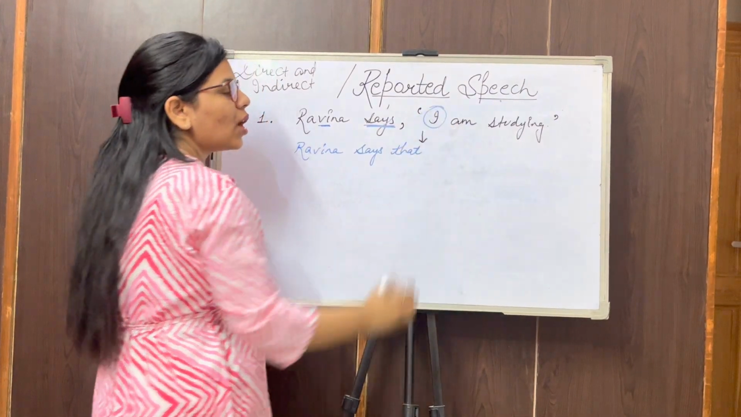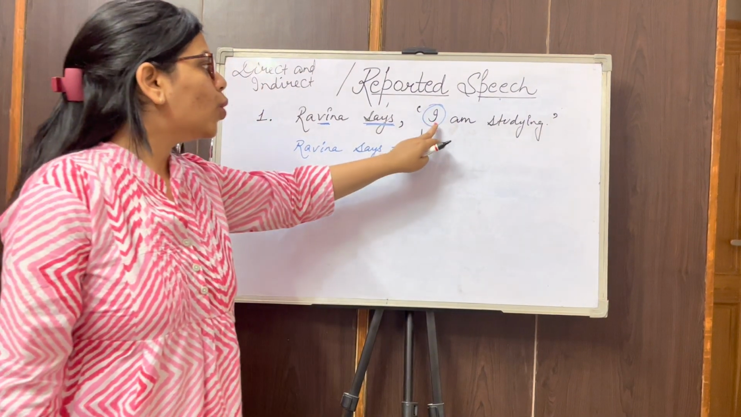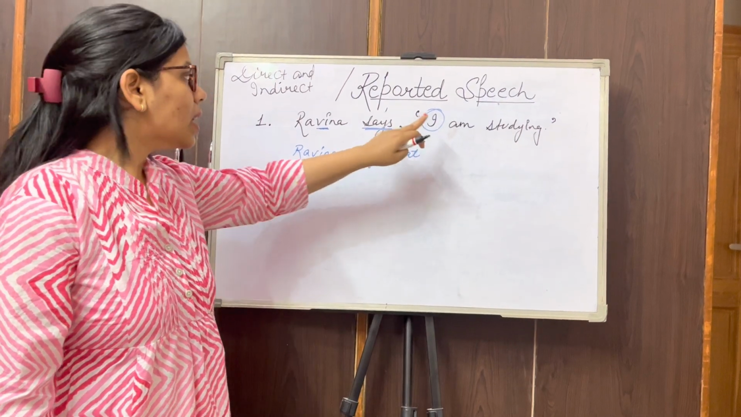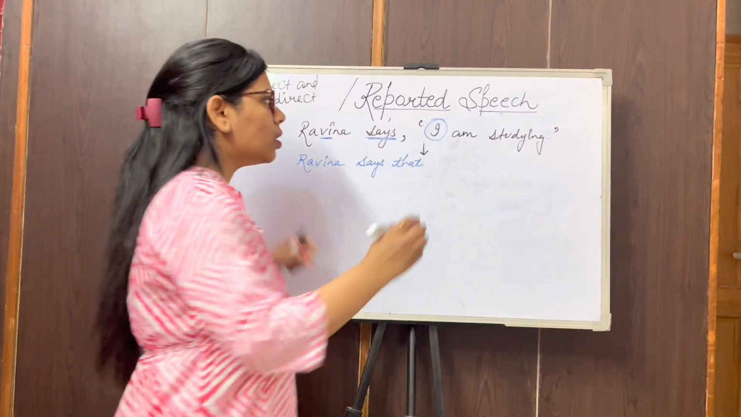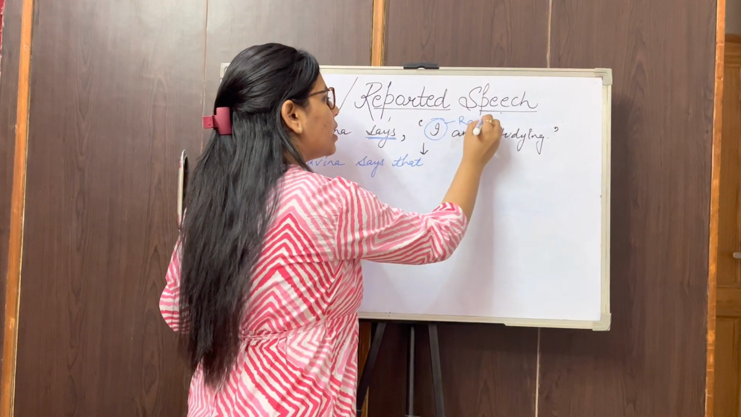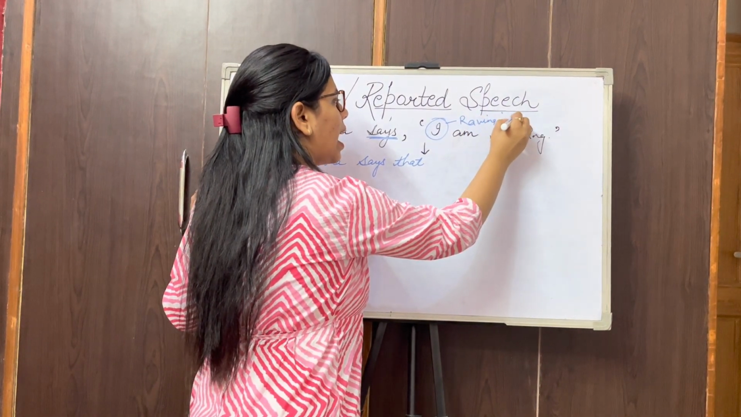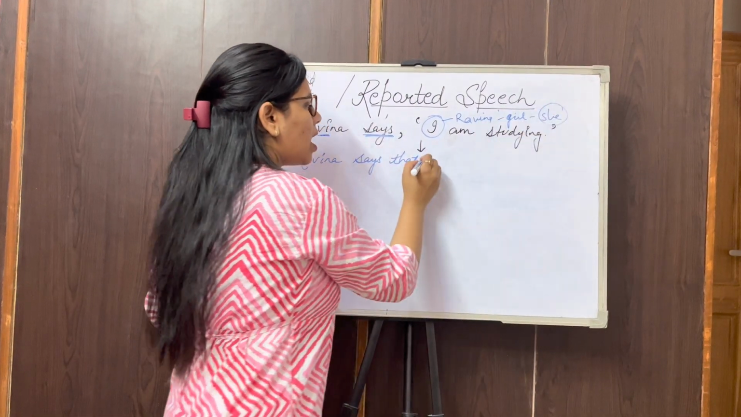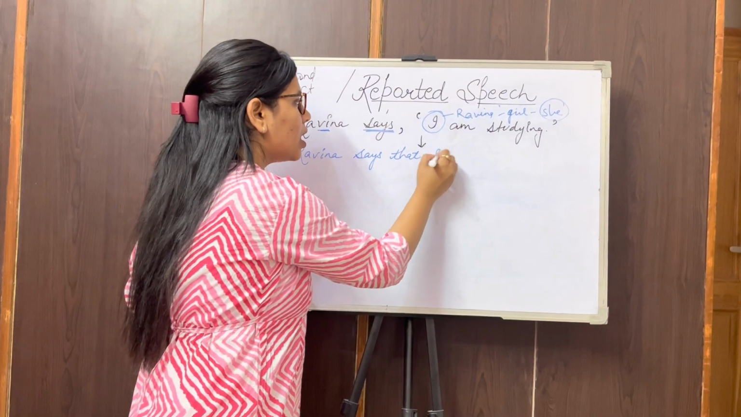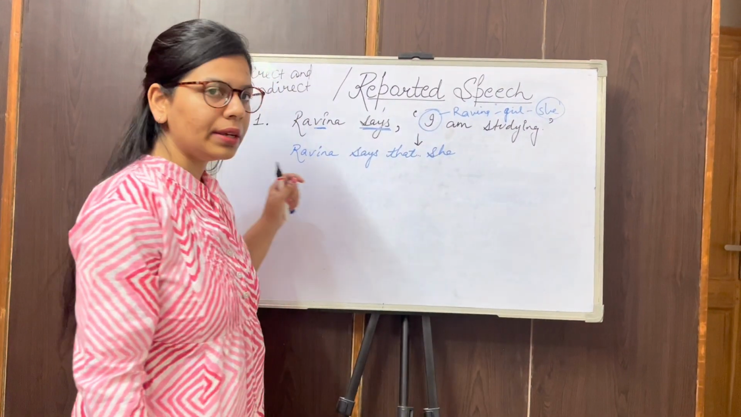I. Again now we have to identify who is this person I. Who said this? Ravina. So who will I be? Ravina. Who is Ravina? She is a girl and with a girl we use she. So what will we write here? She. Ravina says that she.